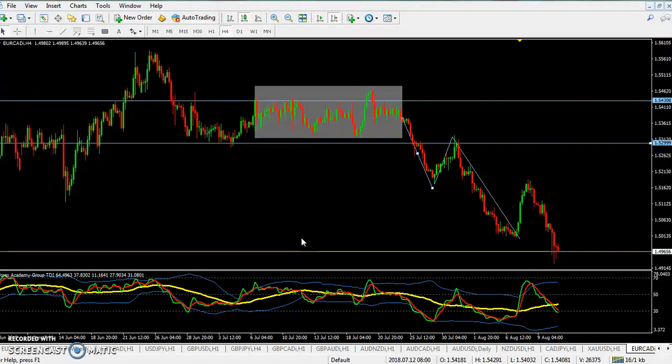So guys, this is the Trader's Dynamic Index. This is just one of the many different ways of how I use it in my daily trading.